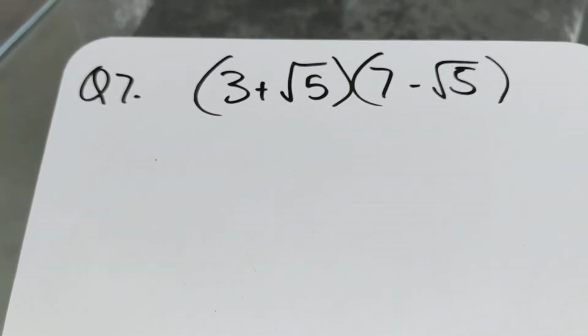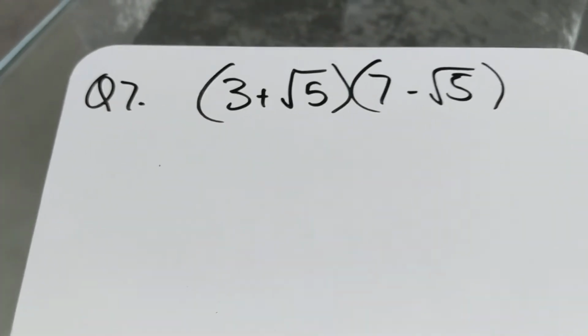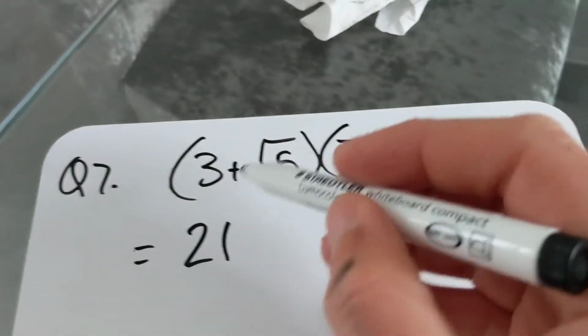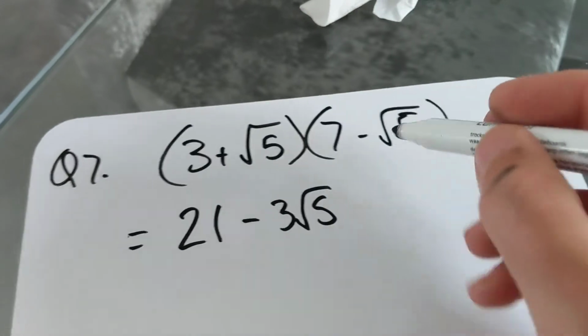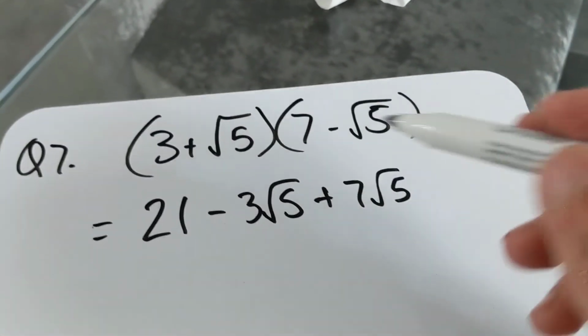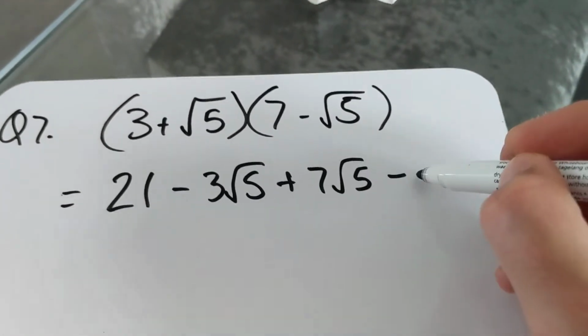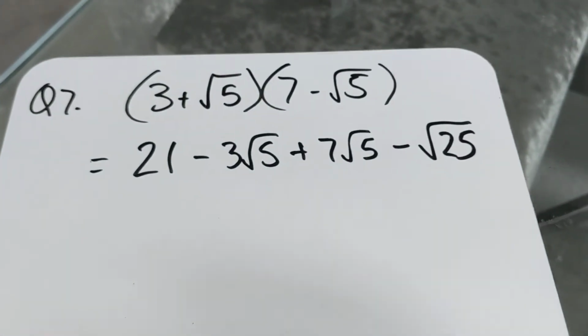Okay, question 7 is multiplying out brackets here, expand and simplify this stuff. So multiplying out, 3 times 7 would give you 21. Then 3 times minus root 5 is minus 3 root 5. Plus 7 times root 5 is plus 7 root 5. And then root 5 times root 5 is plus minus, so it's going to be minus root 25. Come back to that because you'll probably have alarm bells ringing.